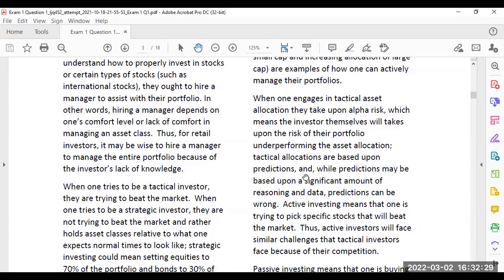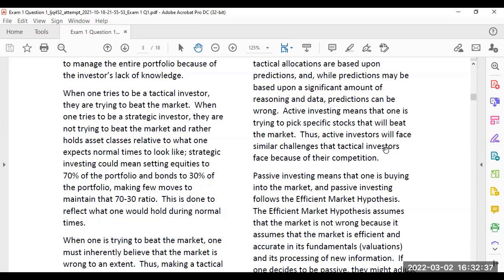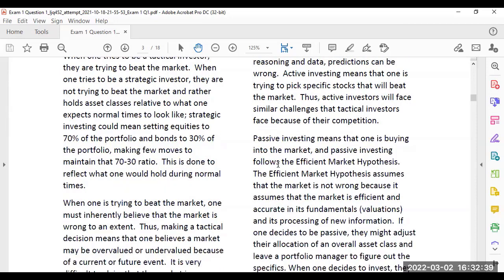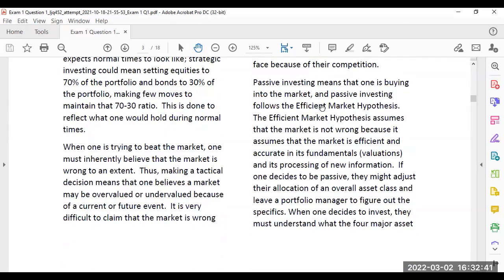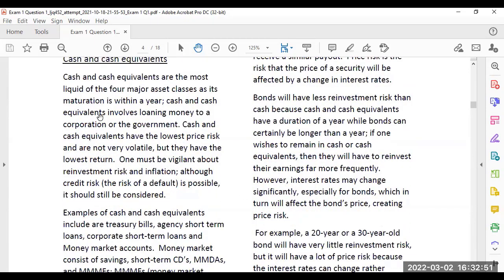Here he talks about active versus passive. Active investment means one is trying to pick specific stocks that beat the market. Thus, active investors will face similar challenges that tactical investors face. Passive investing, he actually gets into EMH. That's a little overkill for this paper because we covered that well after we finished, but he got into that as well. The asset classes: cash and cash equivalents.